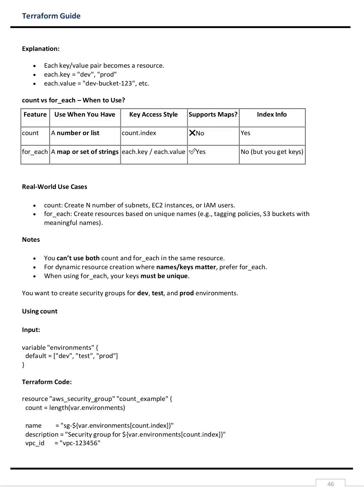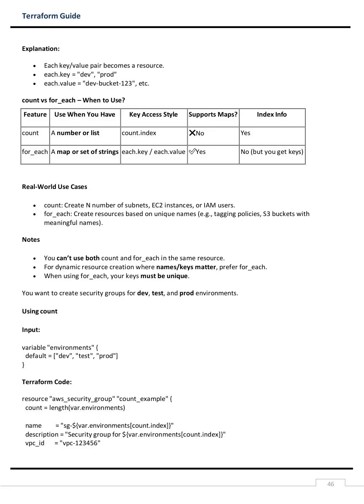Count versus for_each: when to use. Feature, use when you have, key access, style. Count supports index info, a number or list, count.index. For_each takes a map or set of strings, each.key and each.value. Real world use cases. Count: create a number of subnets, EC2 instances, or IAM users. For_each: create resources based on unique names, for example, tagging policies, S3 buckets with meaningful names.